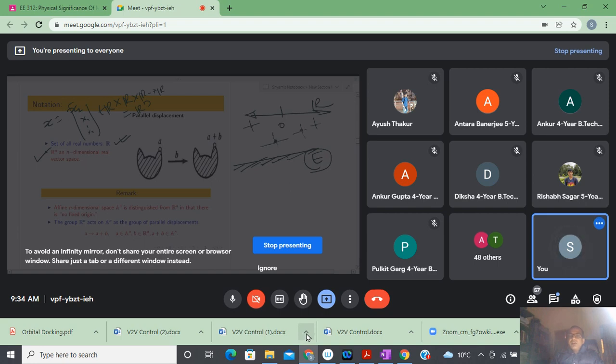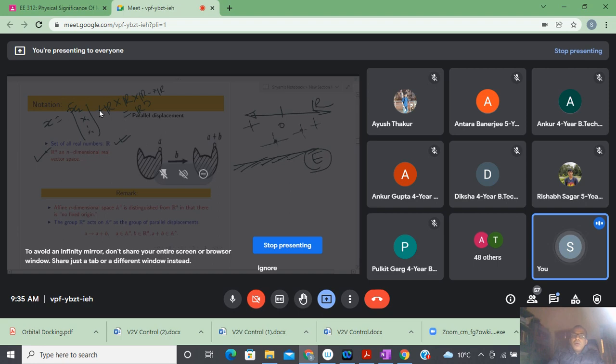Will Rn form a group or not? First try to convince yourself whether R forms a group or not. In the previous class we have already seen that R forms a group. Why? Because if you add two real numbers, that will give you a real number only. Identity is well defined, inverse is well defined. Does anyone have confusion about why R will form a group?